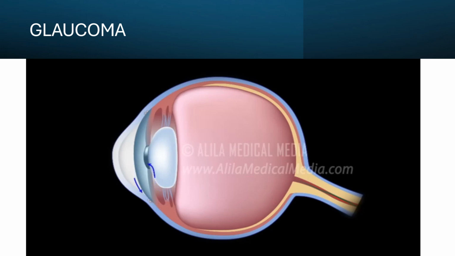Open angle glaucoma, or chronic glaucoma, is caused by partial blockage of the drainage canal. The angle between the cornea and the iris is open, meaning the entrance to the drain is clear, but the flow of aqueous humor is somewhat slow. The pressure builds up gradually in the eye over a long period of time.